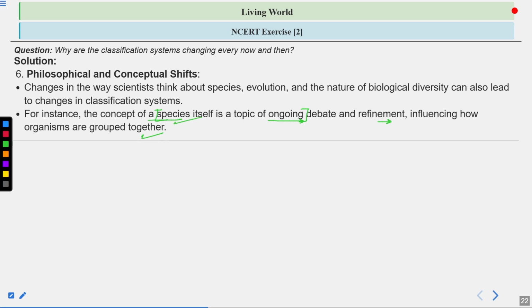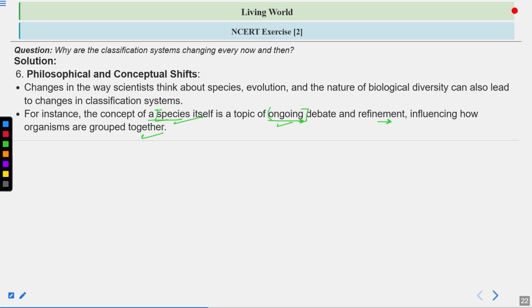Okay, we'll talk about this also in our upcoming slides. So species is a group of organisms which have similar characteristics, which are similar morphologically, and which can interbreed with each other. Members of a species can interbreed with each other, but they cannot interbreed with the members of other species. So species has been defined in many ways.